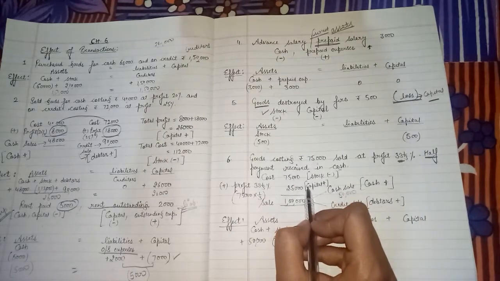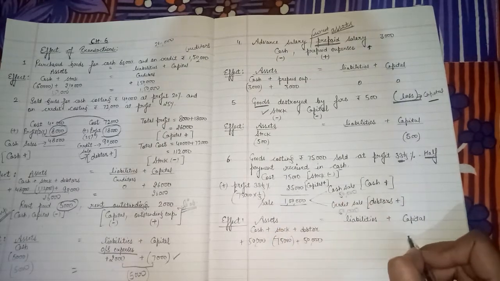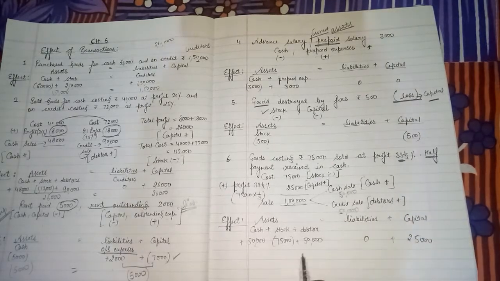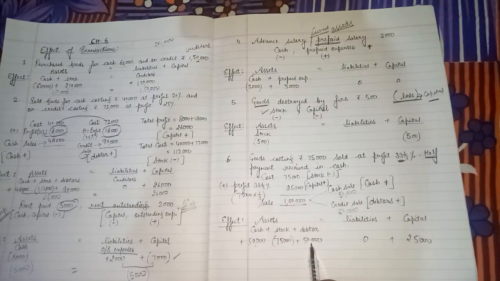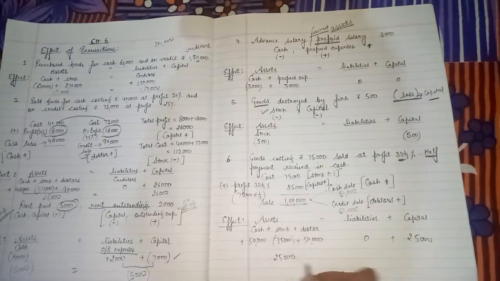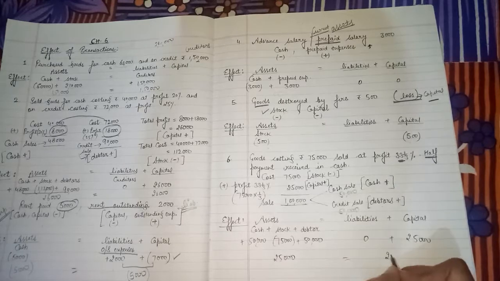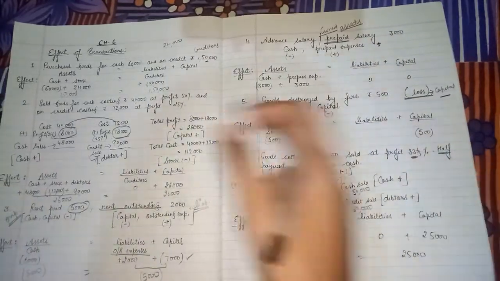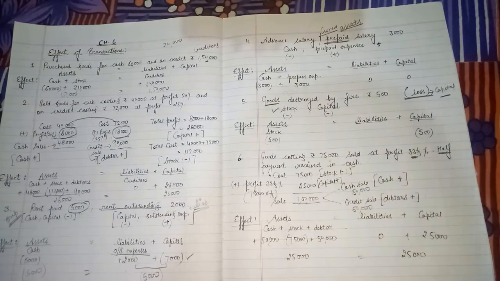Profit of 25,000 will be added in capital. We will add 25,000 in capital, no liability is there. See effect. 50 plus 50, 1 lakh, 1 lakh minus 75,000, 25,000, that is equal to 25,000. Clear? So these are some transactions and I have discussed their effect on assets and liabilities. And these will help you in solving your practical questions.